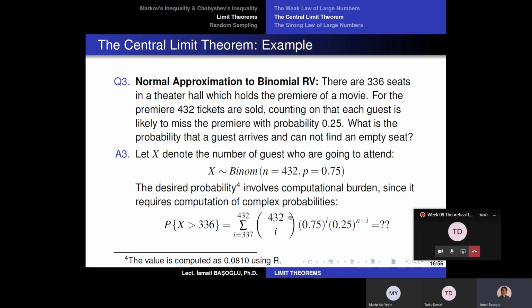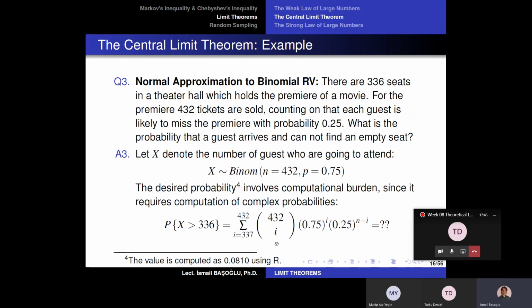The probability mass function of the binomial random variable is n choose i times the success probability p to the power i times the failure probability 1 minus p to the power n minus i, where i changes from 337 to 432. So we need to sum up all of these probabilities. How many components do we need to calculate? I guess it is around 95. Please try at home to calculate 432 choose 337. This number of combinations is a very, very, very large number, my friends.